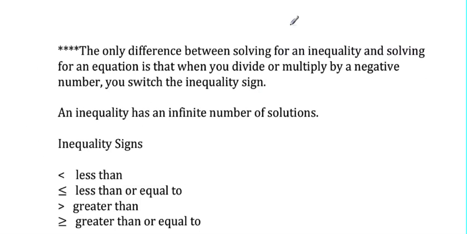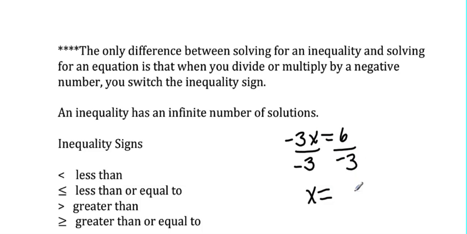The only difference between solving an inequality and solving an equation is that when you divide or multiply by a negative number, you switch the inequality sign. So, for example, if you had the problem negative 3x equals 6, to get x by itself, you would divide by negative 3. So that would be x equals negative 2.